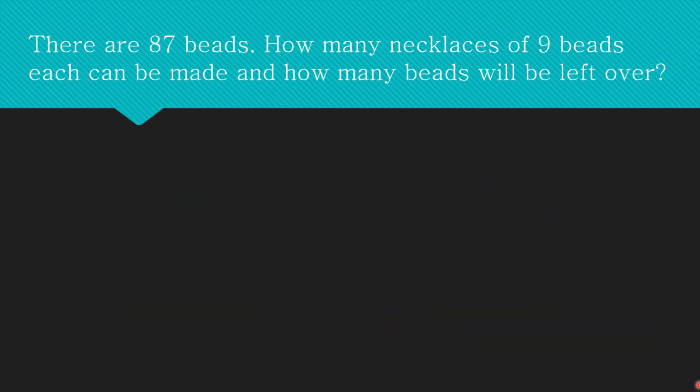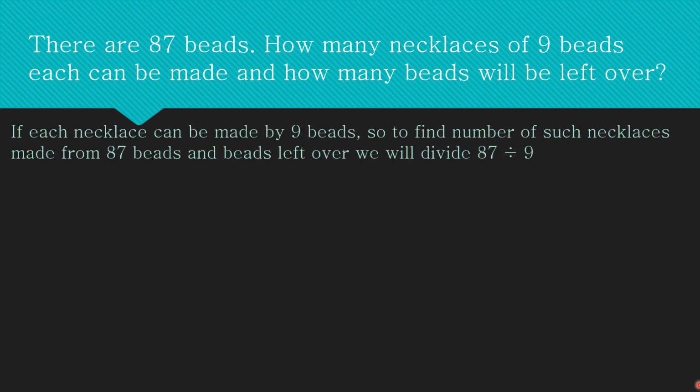So students, we will write a statement. If each necklace can be made by 9 beads, so to find the number of such necklaces made from 87 beads and beads left over, we will divide 87 by 9. So we will write 87 below the slipping line and 9 in the curved line. As we are dividing by 9, we will use 9 timetables. So we will write 9 timetables.